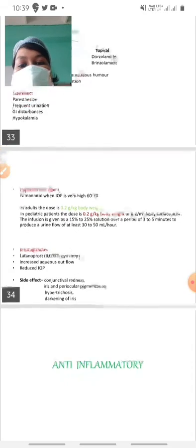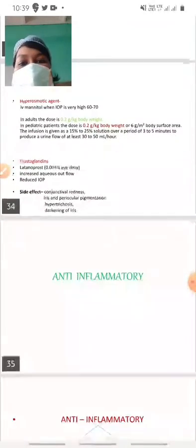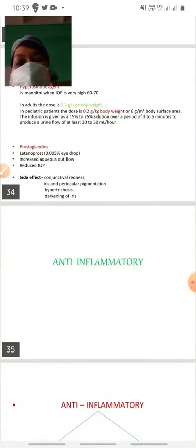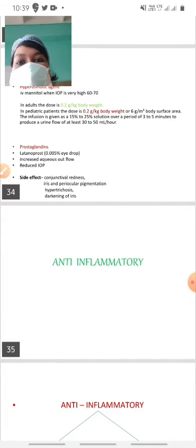The next group is prostaglandins. The examples are latanoprost and carboprost, and they don't reduce the secretion of the aqueous, rather they increase the outflow of the aqueous, so that the aqueous easily gets drained away from the eye, thus reducing the IOP. But they have side effects like conjunctival redness, iris and periocular pigmentation, and hypertrichosis, which means the number of eyelashes will increase, and also the darkening of the iris.